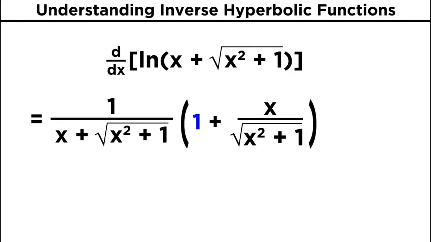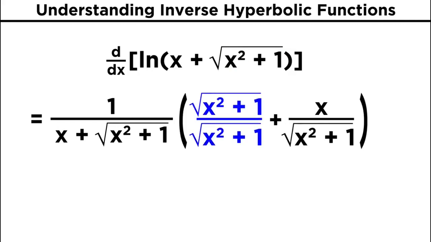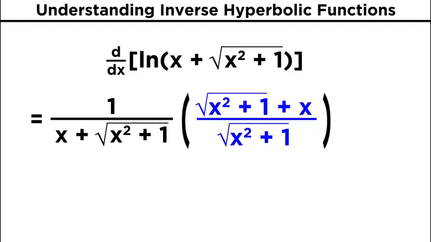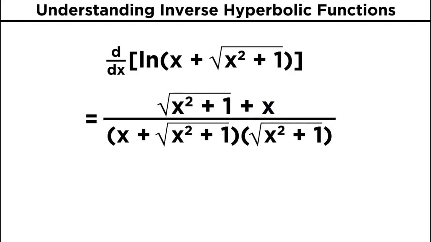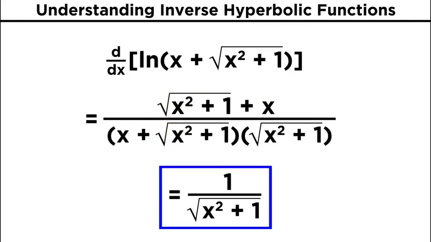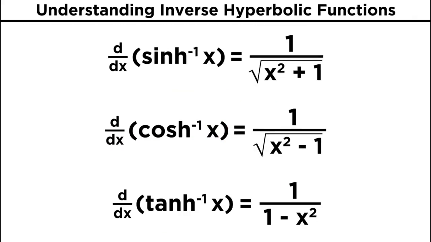Now we just change the number 1 to get a common denominator, so that we can combine the 2 terms in the parenthetical. And then we can combine these 2 larger terms. We find that this more complicated term will simply cancel out, and this is what we are left with. Doing similar work will get us the rest of these derivatives for the other inverse hyperbolic functions, which are shown here.